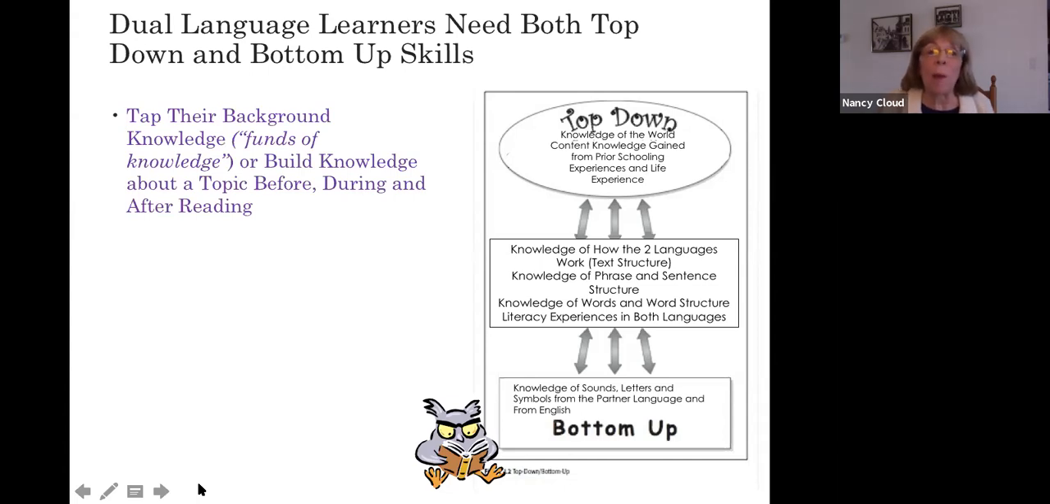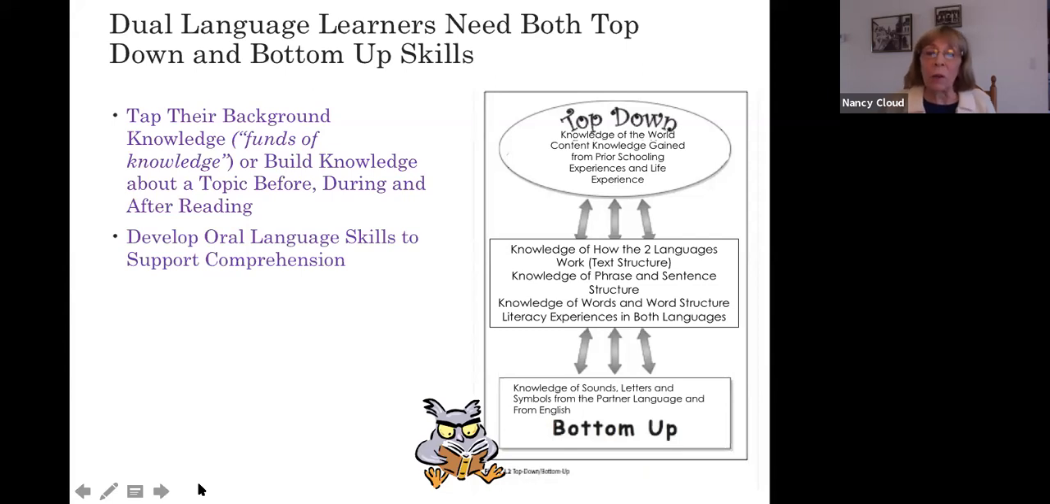So we need to tap their background knowledge, their funds of knowledge. That's why culturally responsive books are so wonderful for us. Or if it's a topic that they're learning about, because after all, they're in school to learn new things, then we have to build the knowledge about the topic before, during, and after reading. And I'm repeating things I know you know, but this is just to get us all thinking about this again.